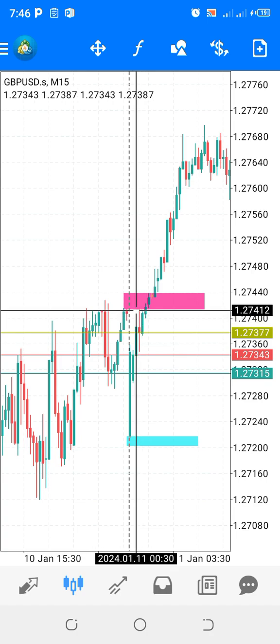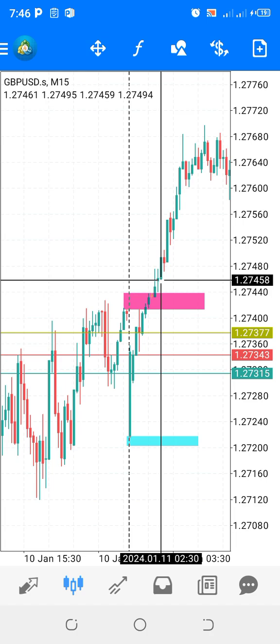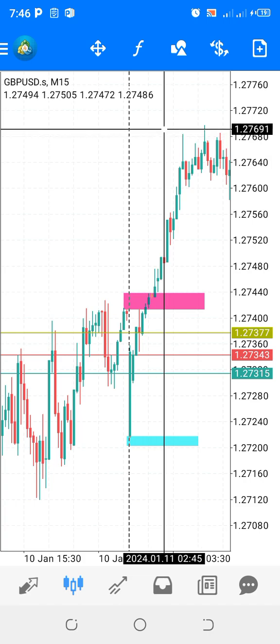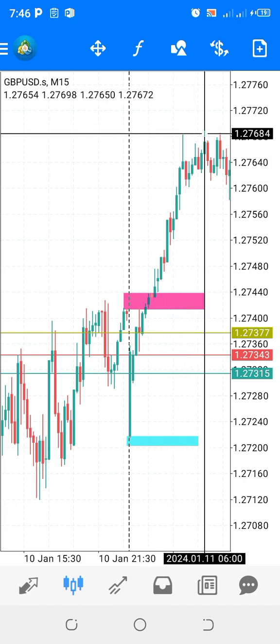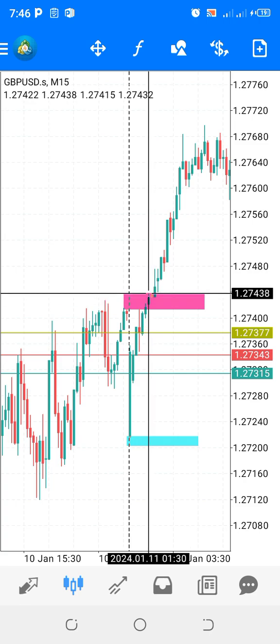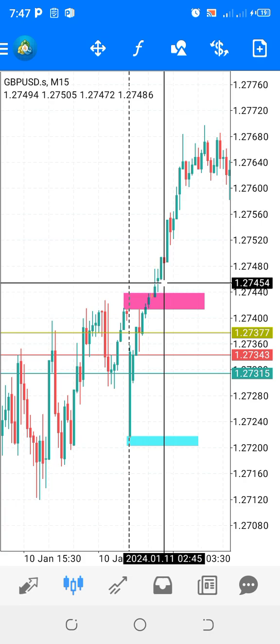Okay, so for the entry given at 1.2745, the take profit one will be at 1.2765. That will be take profit one. And you can see the market got to 1.2765.